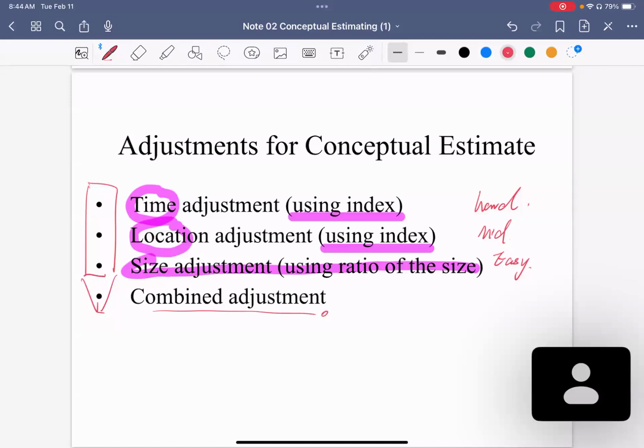So for the time and location adjustment, you will see two tables. So we're using the index. The table will be shown on the next page. And the size adjustment is quite easy.